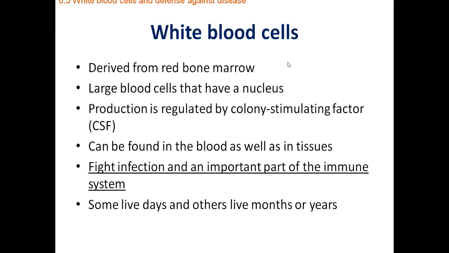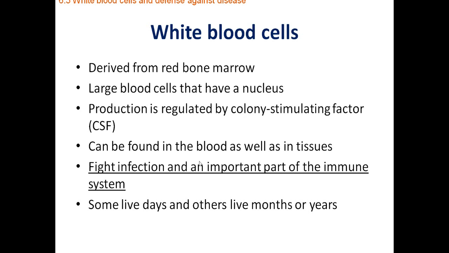Okay, now white blood cells. We don't have as many as we do red. So red is the most. White blood cells, we only have between like 5 to 10,000 per drop of blood. They still come from the red bone marrow. They have a nucleus, so that's different. Their production is controlled by this factor called colony stimulating factor, which is CSF. So instead of EPO, they're controlled by CSF.